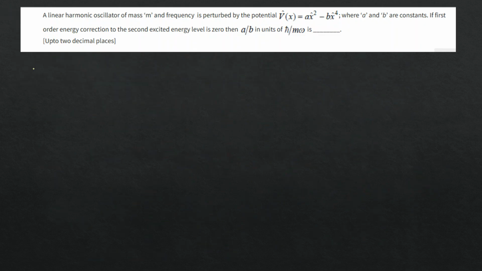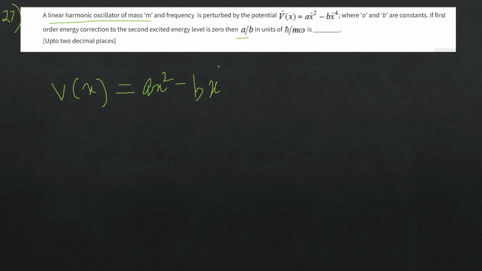Question number 27. Alright, so how to do it? See, the potential is given, Vx. You can pause the video if you want. A linear harmonic oscillator of mass m and frequency ω is perturbed by this one, Ax square minus Bx fourth. If the first order energy correction to the second excited energy level is 0, then A by B in units of this. So Vx is equal to Ax square minus Bx fourth.